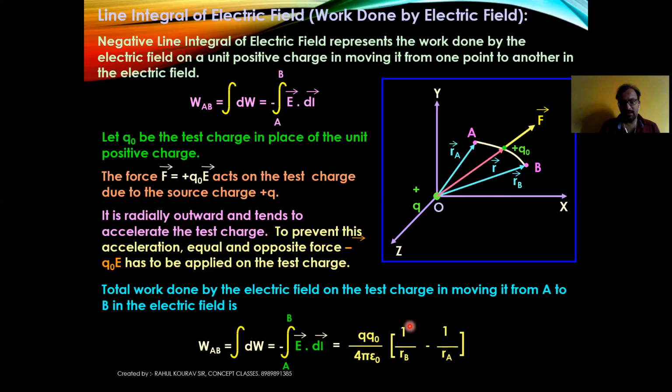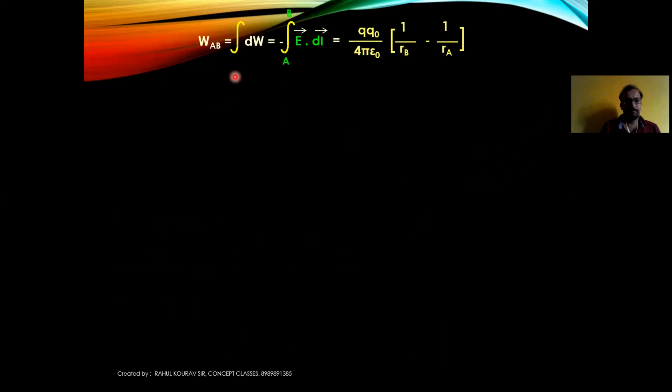The point where we are going, point B, will be written first, and from where we are coming will be written behind. You can take a screenshot of this, or you can copy this. Next, W_AB equals the integration of work done from A to B of minus E dot dl, which equals the product of Q and Q naught upon 4 pi epsilon naught, within the bracket 1 by RB, the position vector of the B charge, minus 1 upon RA, the position vector of the A charge.